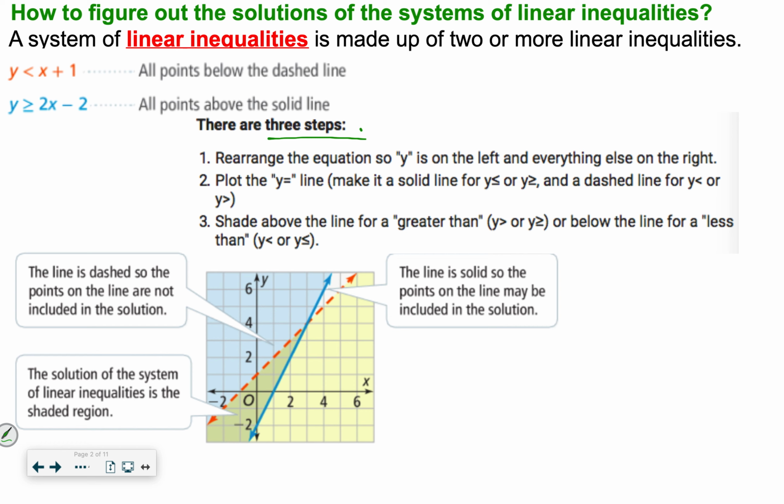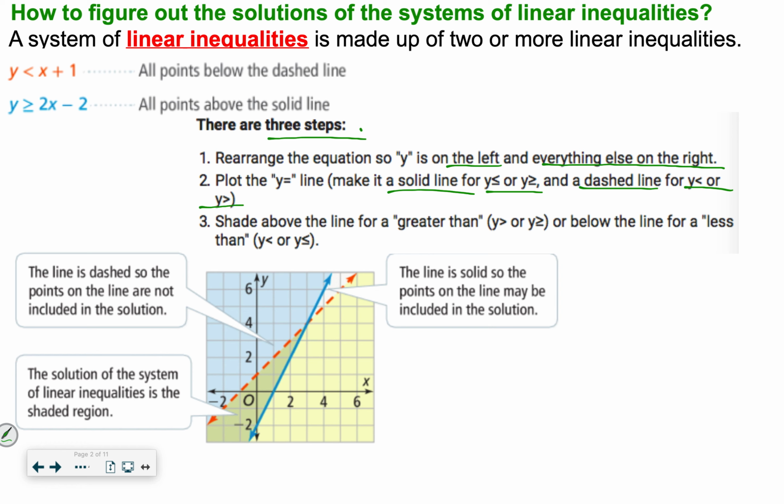First, rearrange the equation so y is on the left and everything else is on the right side. Second, plot the y equation line. Make it a solid line if and only if your inequality is y is less than or equal to, or y is greater than or equal to. You need to use a dashed line if your inequality is just y is less than or y is greater than.